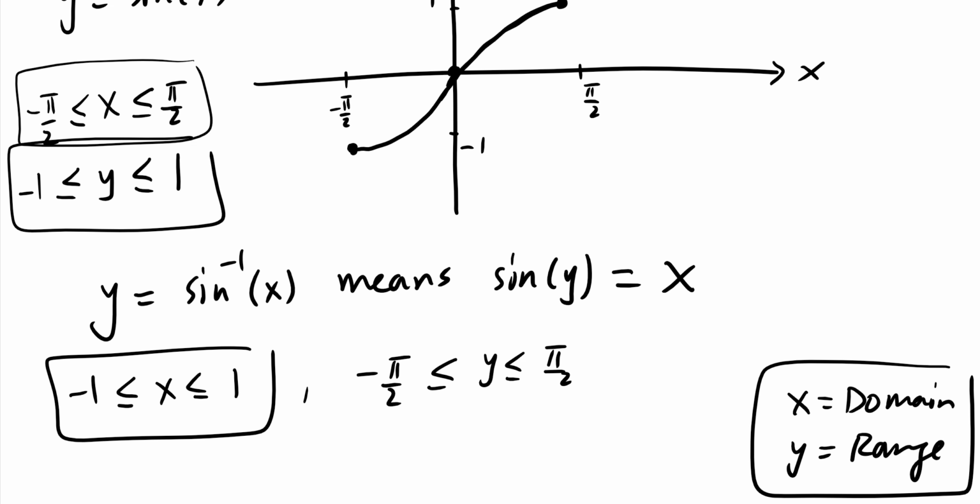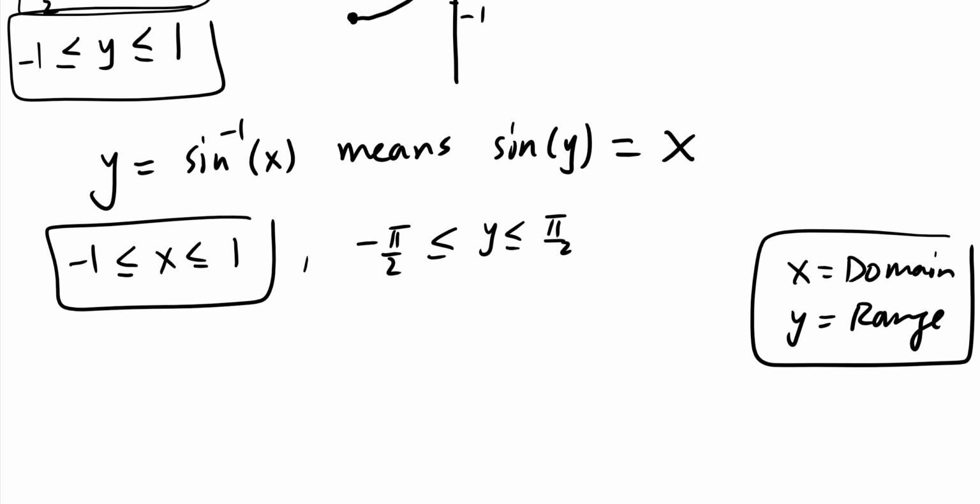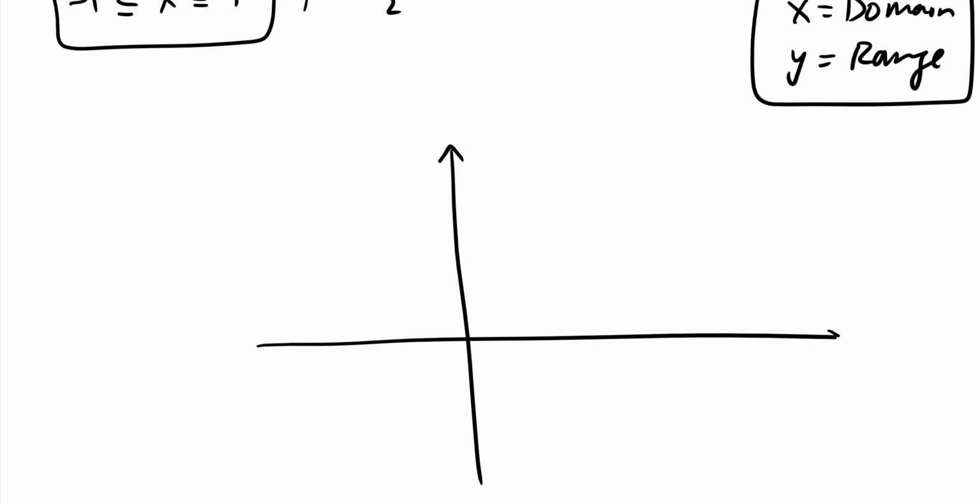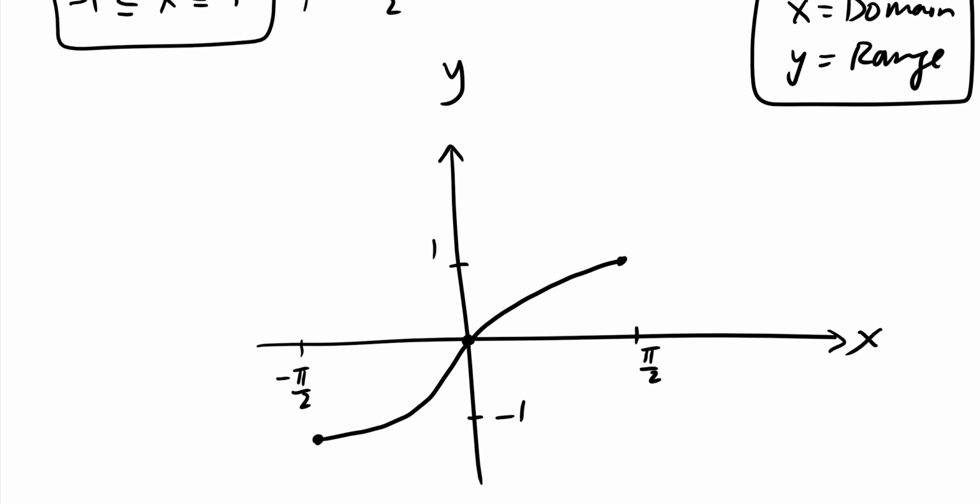So now how do I graph the function and its inverse on the same graph? Let me redraw the graph again. I'm going to graph sine of x. This is pi over 2, negative pi over 2, and we have the 1 and negative 1. So there's a point here, here, and there. It went this way, up, this way. That's the graph of the sine.